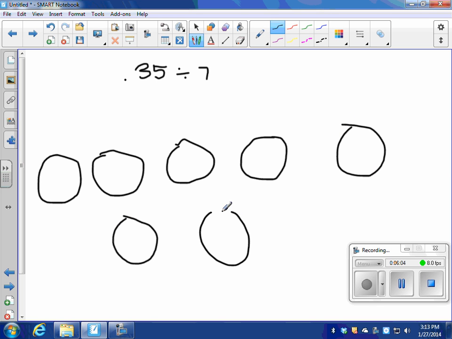So I have 7 groups, and I want to take 35 hundredths and divide it up into 7 groups. So I can represent 35 hundredths using 3 tenths and 5 hundredths. Now I don't have 7 of anything, so I need to take this 3 tenths and turn it into 30 hundredths. So I'm going to take my 30 hundredths and go ahead and divide them up.